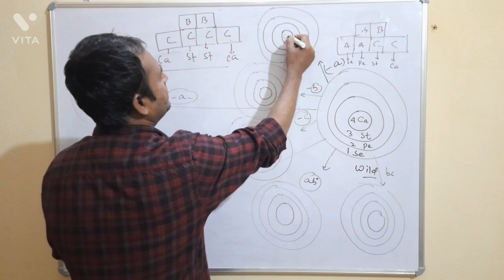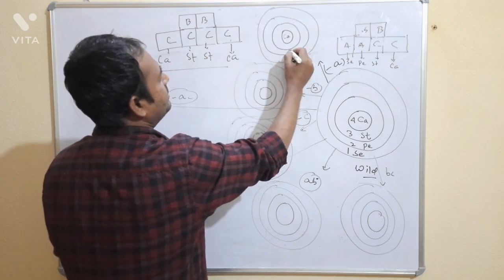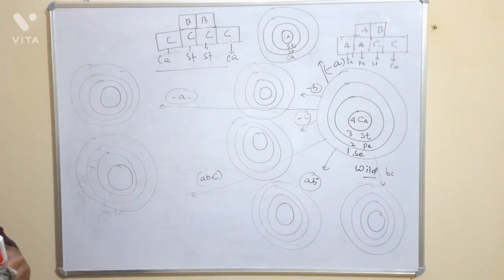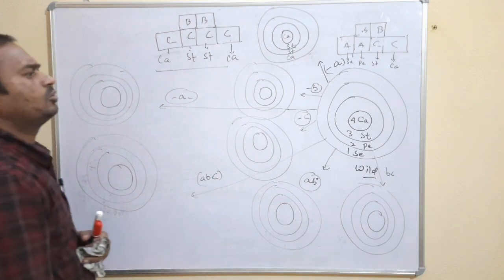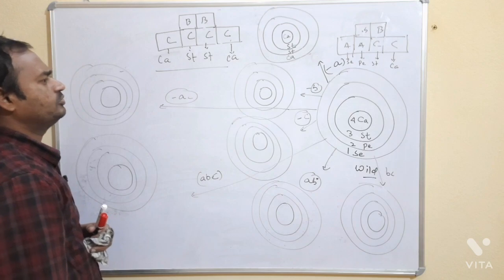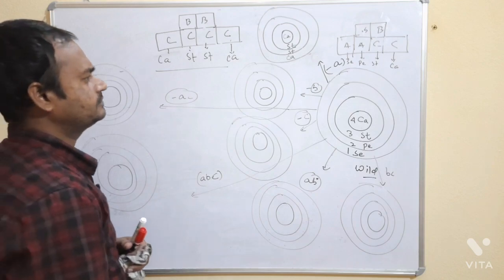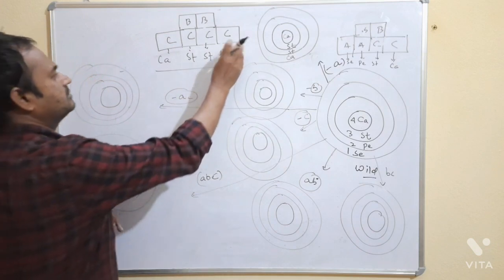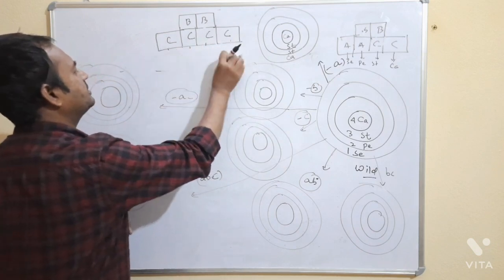So the arrangement will be carpel, stamen. Hope you get the things clearly. Now let us move toward if B is absent.